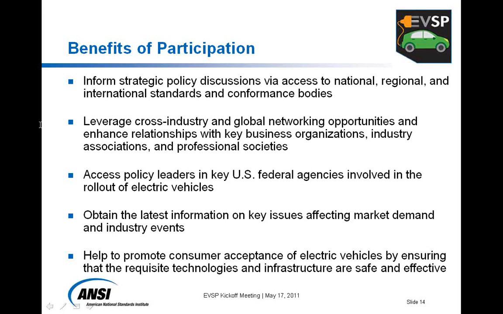There will be policy leaders from the U.S. government involved in the rollout of electric vehicles and probably beyond the U.S. government. The biggest advantage is to obtain latest information on key issues affecting market demand and industry events, and help promote the consumer acceptance of electric vehicles by ensuring that the requisite technologies and infrastructure are safe and effective, and by also ensuring that we are all working together towards a common goal.